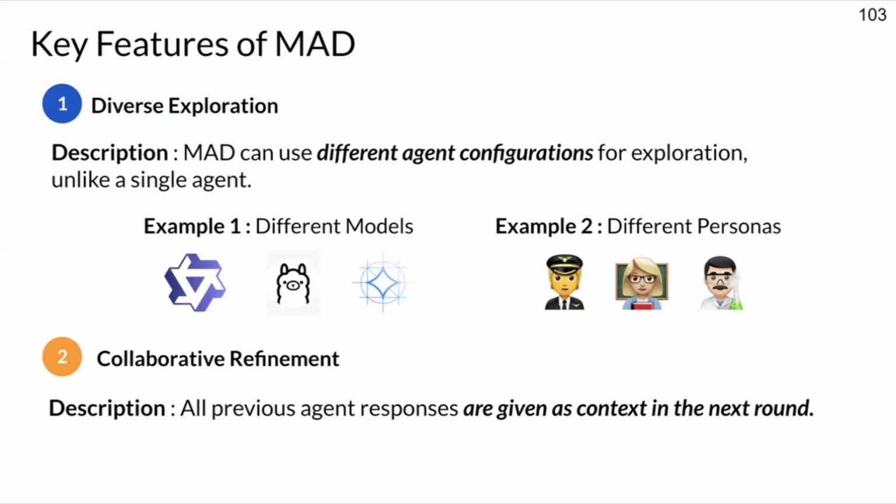And then in the collaborative refinement stage, it's more like all the previous stages are put into the context window of the next round of discussions. So in the end, you really see a massive input to the model's next step generation.